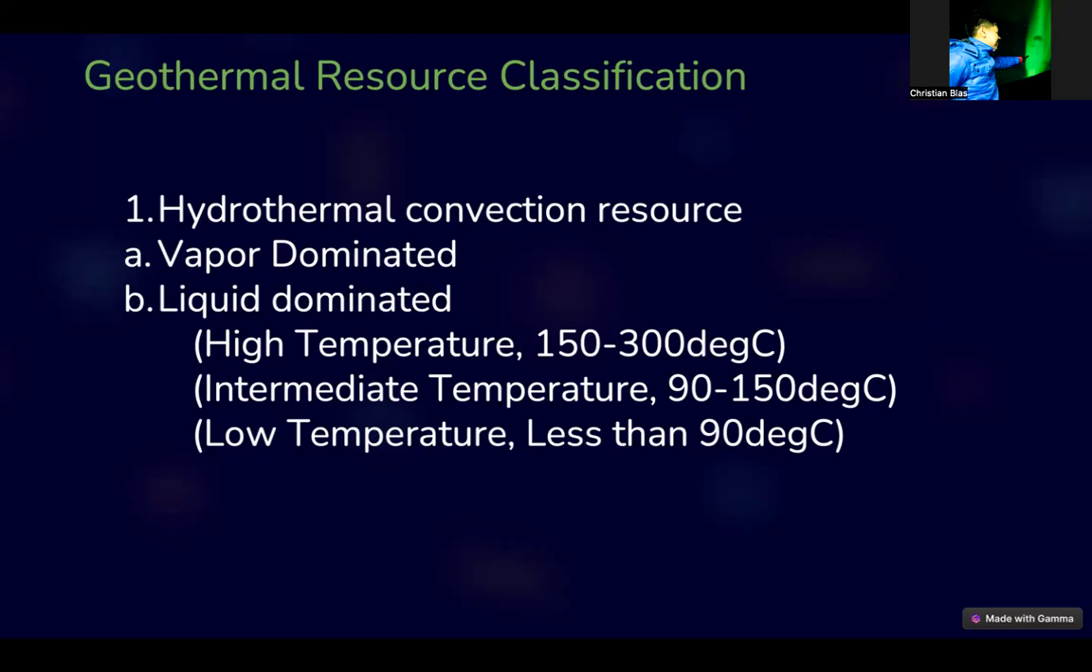Basically, the vapor dominated resource is mostly steam. It is actually ideal for geothermal because we do not need to convert water to steam, since it's already dry and saturated steam.